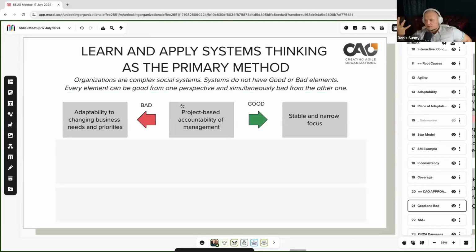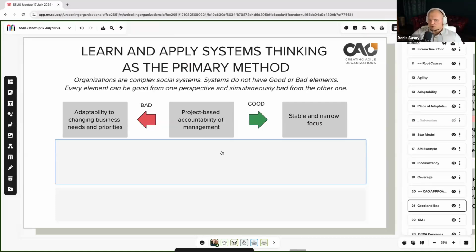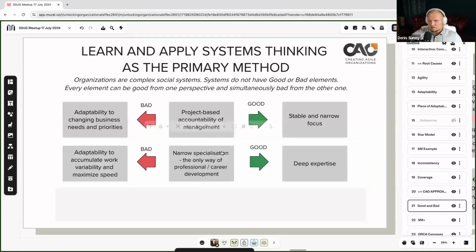Because organizations are really complex social systems, and they do not have good or bad elements, because it depends on the point of view. For instance, project-based accountability of management can be good if you want a stable and narrow focus, but simultaneously it can be bad if you want adaptability to changing business needs and priorities. The same organizational solution can be simultaneously good and bad depending on the perspective. Another similar example: narrow specialization can be good for deep expertise, but bad for adaptability.